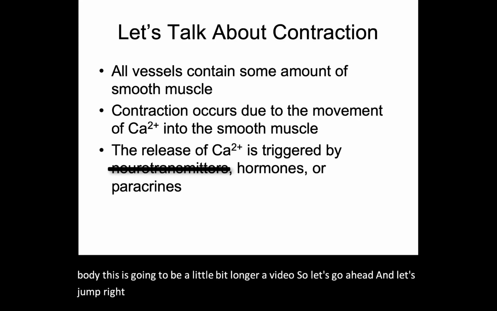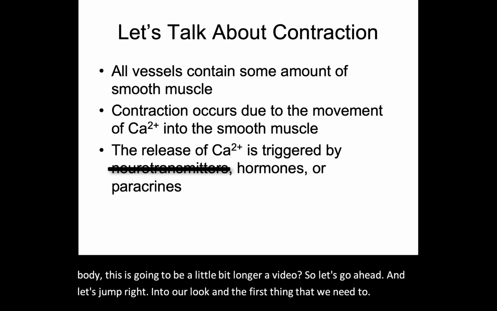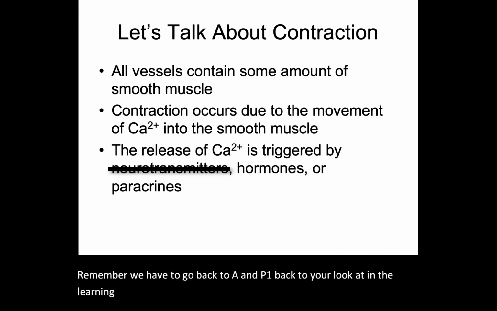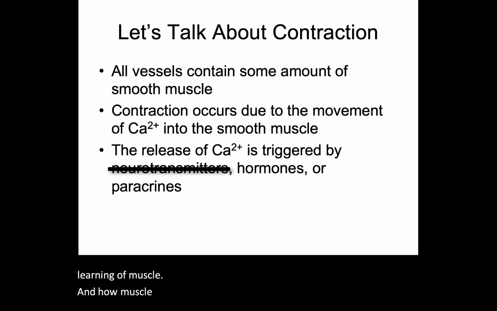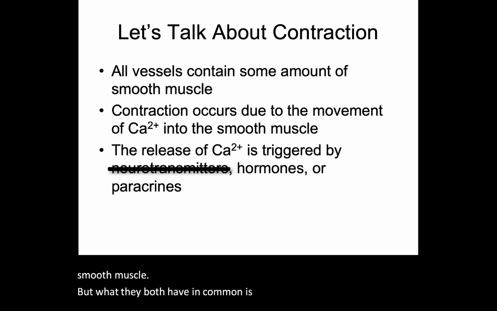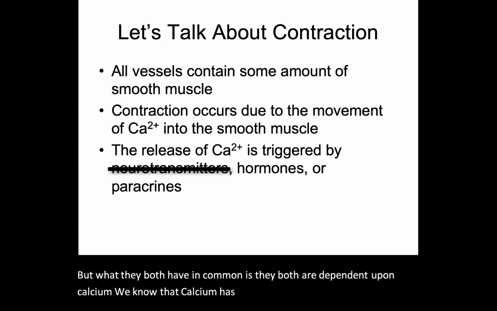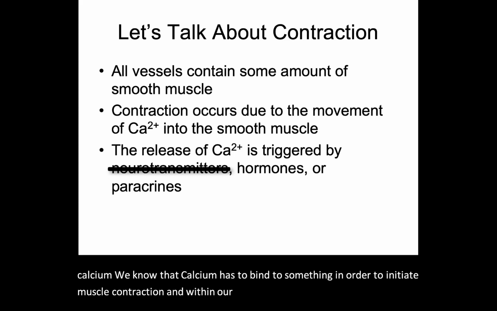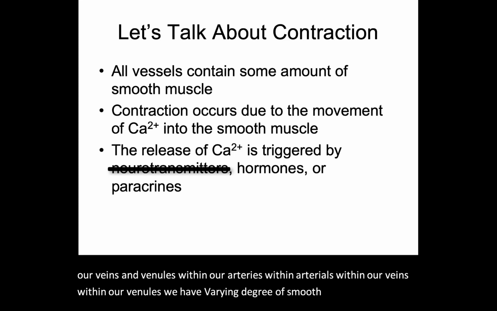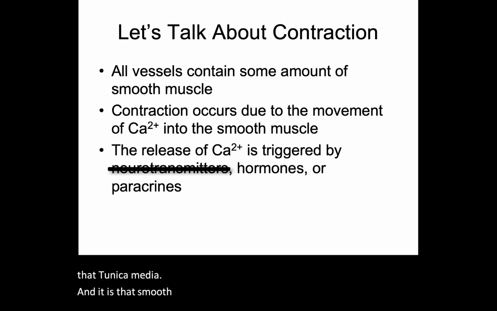The first thing we need to remember, we have to go back to A&P1, back to your look at and the learning of muscle and how muscle contracts. You spent a lot of time probably talking about skeletal muscle, and a little bit of time talking about smooth muscle. But what they both have in common is they both are dependent upon calcium. We know that calcium has to bind to something in order to initiate muscle contraction. And within our arteries, arterioles, veins, and venules, we have varying degrees of smooth muscle within that tunica media. And it is that smooth muscle that is engaging in contraction.